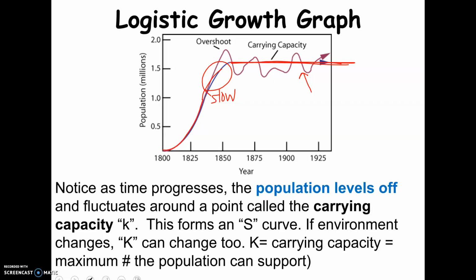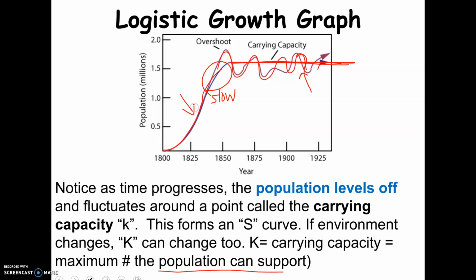And in reality, the population is not going to stay at that exact level, right? It's probably going to fluctuate a little higher some years, a little lower other years, but K is the maximum number that that particular environment can support in that population. And that's called carrying capacity. You could be asked to label that on a graph.